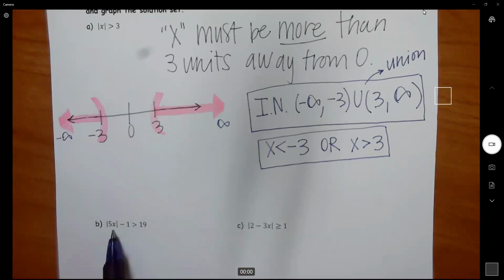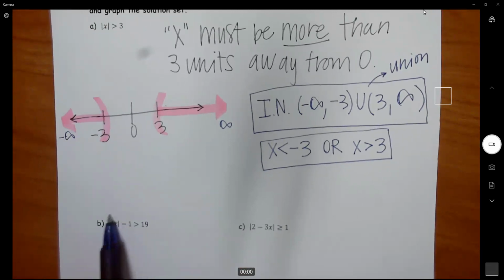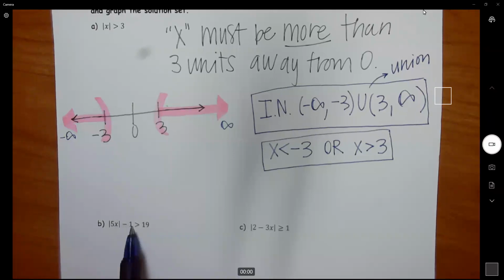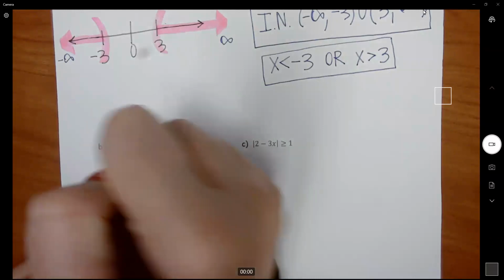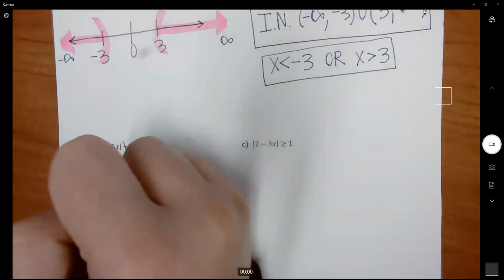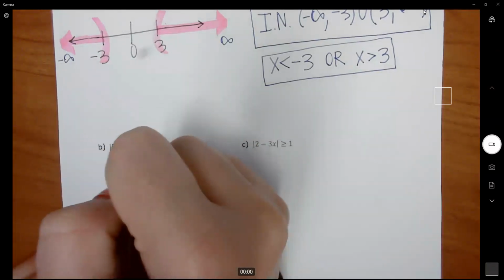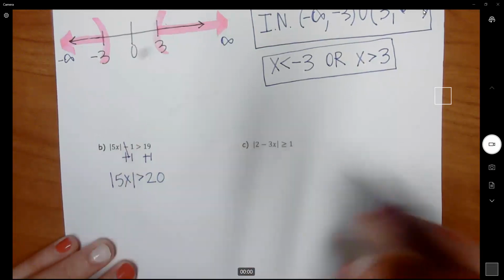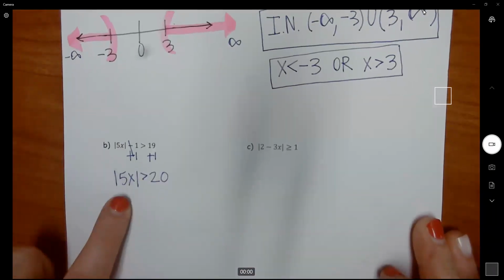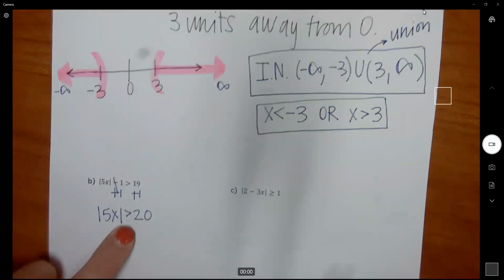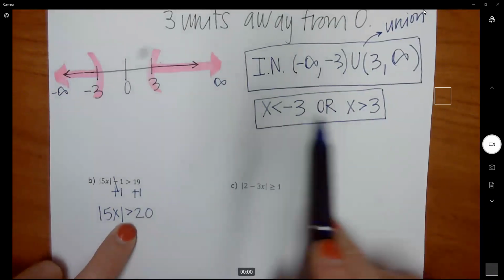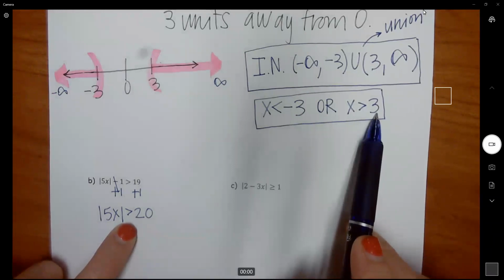Remember, the first thing I need to do is isolate this absolute value. This is not isolated yet because it has a -1 with it. So let's first add this over, and we're going to get the absolute value of 5x is greater than 20. Now I have my absolute value portion isolated, and because it is greater than, I know I'm setting this up as two separate inequalities.